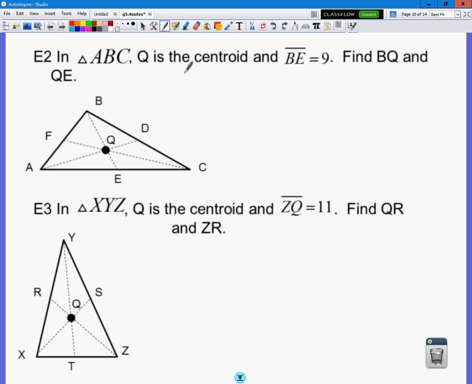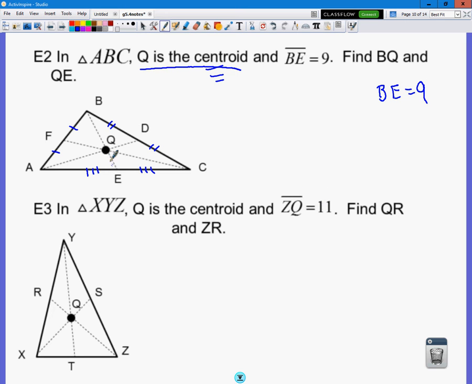Again, important to know what a centroid is, because if it tells you it's a centroid, then there are some things that you know. You could mark the midpoints of the sides. That might be needed. It's not in this problem. But you could mark it once you see that it's a centroid. It says in this case, BE, the whole thing is equal to 9.